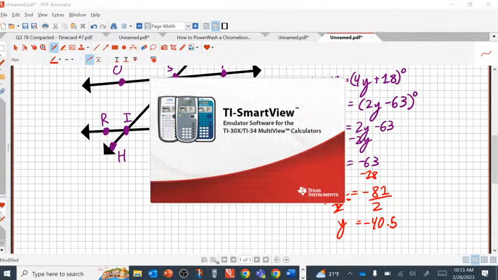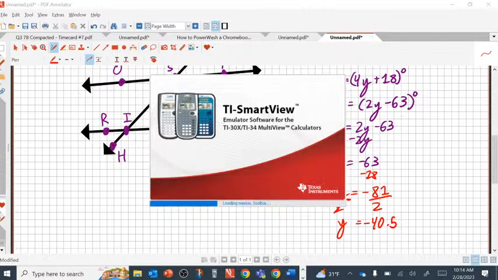Let's see here. TI SmartView, emulator software for the TI-30X/TI-34 MultiView calculators, Texas Instruments. That's all we got. We're still loading. There's a white one. There's a gray one. There's a blue one, too. The blue one's design looks very different than the other two. I wish this song was over. I wish this thing would load so I could stop singing this song. I don't want to sing this song.